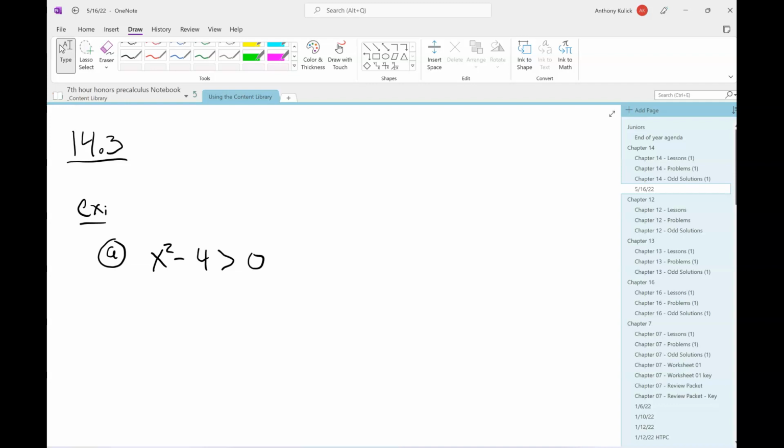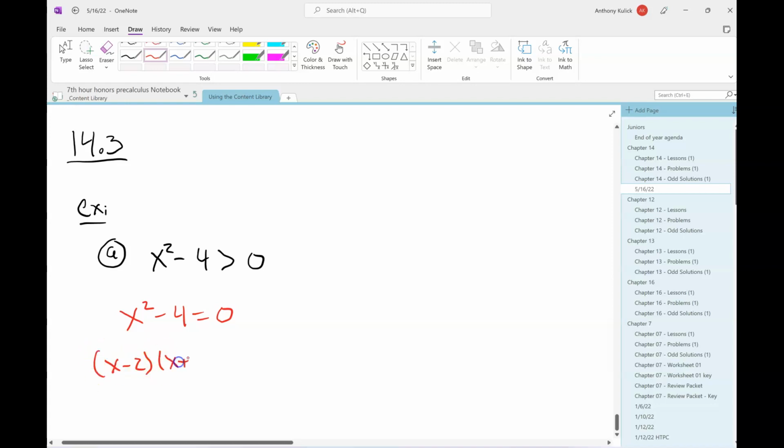Now, for a continuous function like a polynomial that has no discontinuities in it, the only place where our function can change from negative value to positive value is at the zeros. And how many zeros are there going to be? 2. So that's what we're going to start by doing, is finding the zeros for our function.